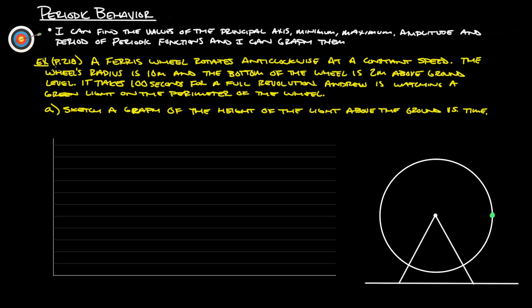This is an example from page 218. A Ferris wheel rotates anti-clockwise, we know that as counterclockwise, at a constant speed. The wheel's radius is 10 meters, so this distance right here is 10 meters. And the bottom of the wheel is 2 meters above the ground, so this distance right here is 2 meters above ground level.